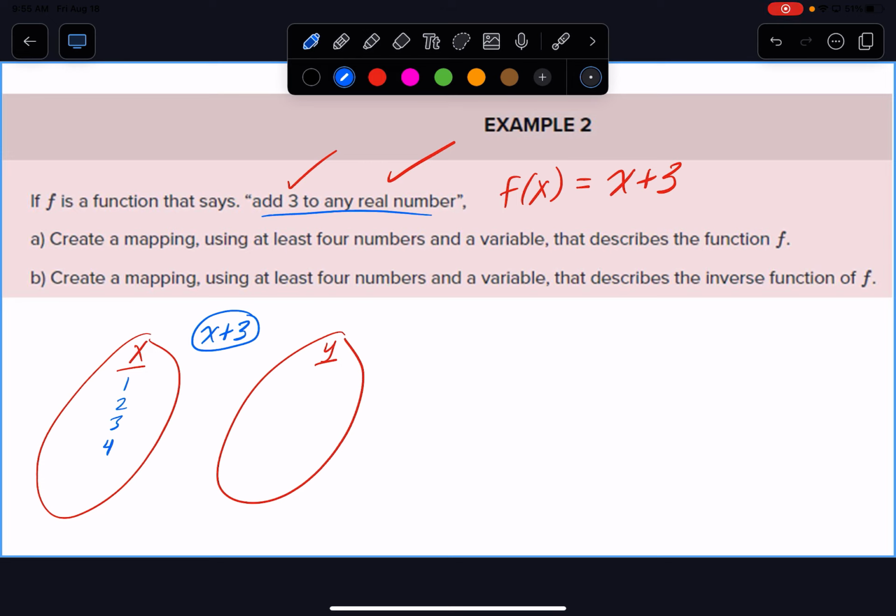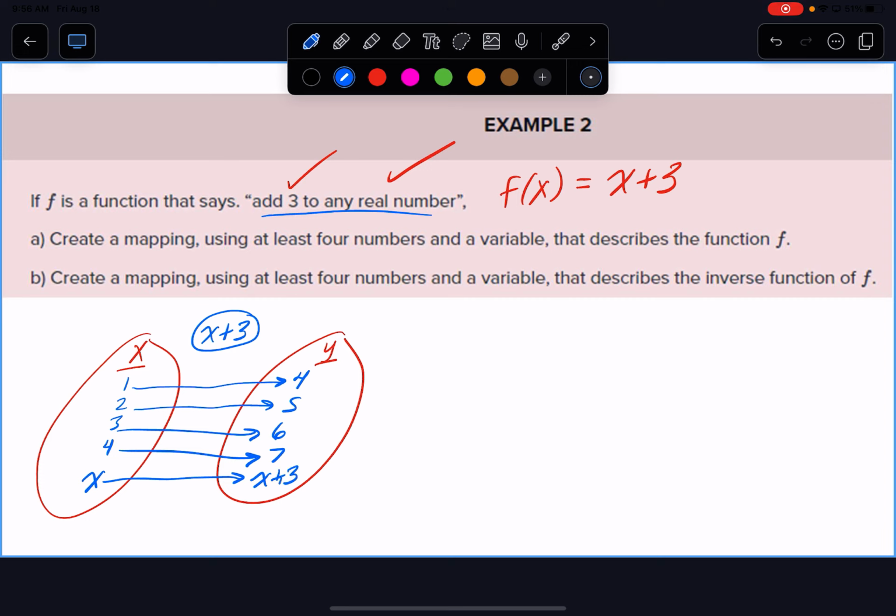All right, so we're going to get 1 points to, plug in 1, we get 4. 2 points to 5, 6, 7, and then it says, and a variable. So isn't it that we start with x, we plug it in, and the calculation is x plus 3? Aren't we adding 3 to our x to get our y value? Isn't that how we got that? So that's why I'm putting that there. X plus 3 is how we got 4, 5, 6, 7. All right, that would be how you write it. Now look at the next one.